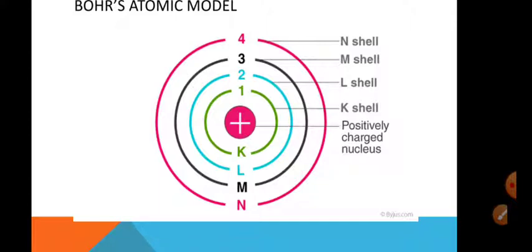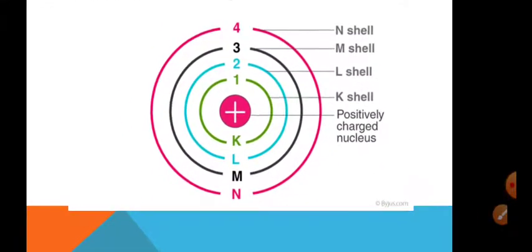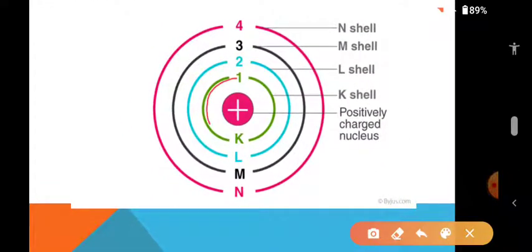And there are so many shells inside the atom. This is the first shell, this green color, K shell, and the next blue color, L, black color is M, and red color is N. And each and every shell will have different energy levels. Okay, and at each and every energy level, a different number of electrons are there.